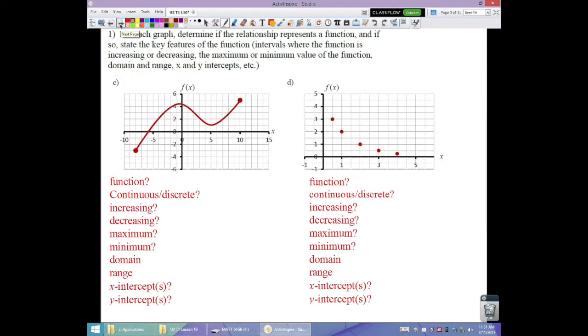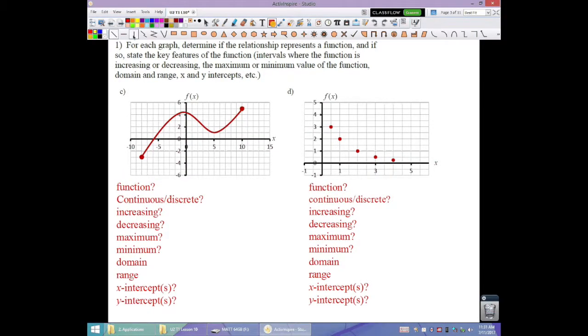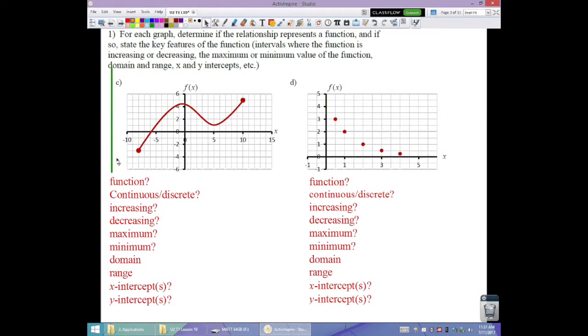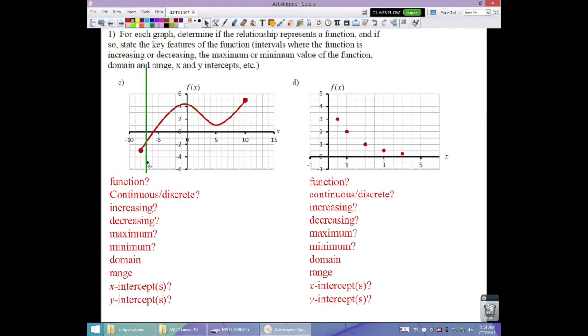We got C and D here. So graph C, it does pass the vertical line test. I can demonstrate that real quick. When you pass over this graph with a vertical line, you will never cross over 2 or more points of that graph. Therefore, this is a function. So, yes. It is continuous because there are no jumps.